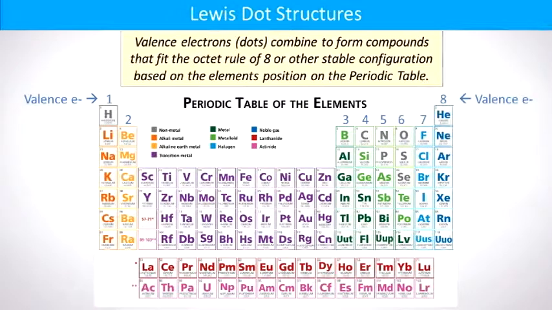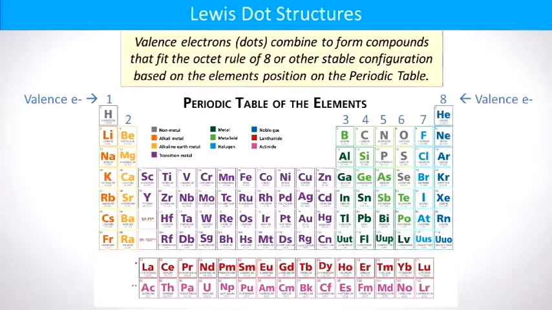When we consider Lewis structures, we note that valence electrons, or Lewis dots, combine to form compounds that fit the octet rule of 8 or other stable configurations based upon the element's position on the periodic table. When we say that, what we mean is that typically compounds will have 8 electrons surrounding them, especially when they're found in group 14, 15, 16, 17, and 18.